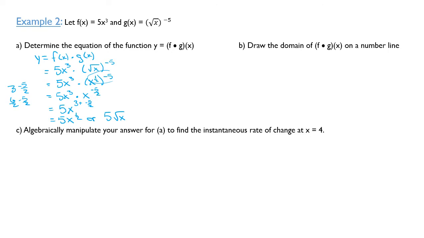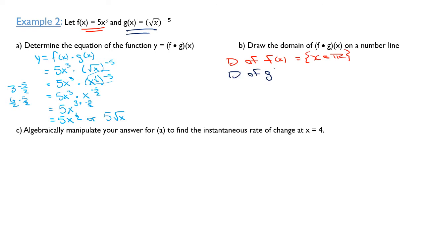Now we need to find the domain, and we're going to draw it on a number line. So let's go back again to our original question here. The domain, let's start with the domain of f at x first. What's the domain of f at x? So domain of f at x is, that's a polynomial function. So those are great. That's just x is an element of real numbers. How about the g at x?